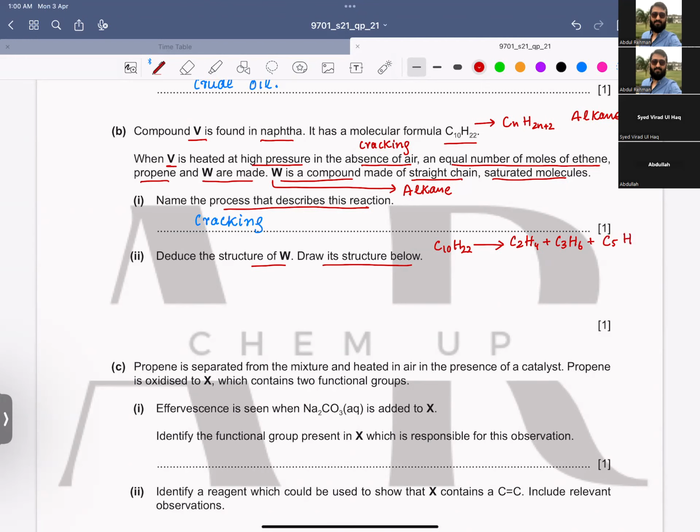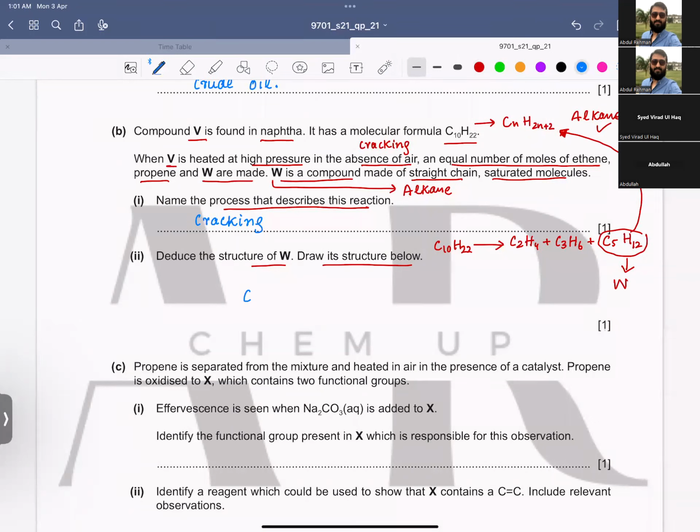5. And out of 22, 10 hydrogens are placed in these two, 4 in ethene and 6 in propene. So we are left with the 12 hydrogens, so C5H12. If you look at this formula, it also has the general formula of an alkane. So I can easily conclude that this compound is W. Is this clear to everyone?